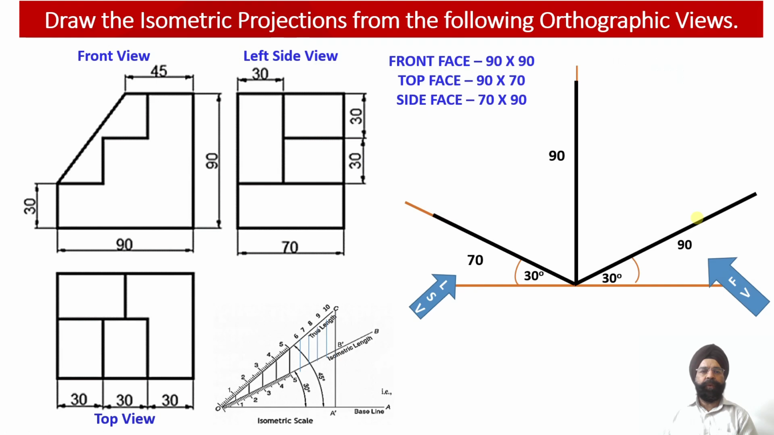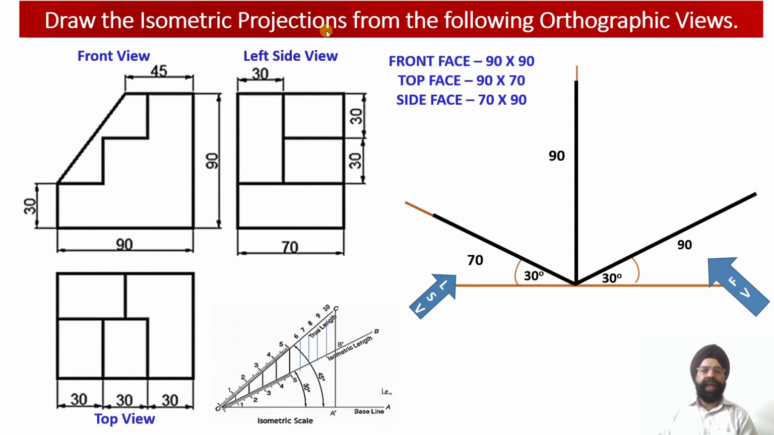Now here we have been provided with the orthographic views of the solid, wherein the front view, the top view and the left hand side view of the solid have been provided to us. Using the information available through these three orthographic views, we are required to draw the isometric projections of the solid.